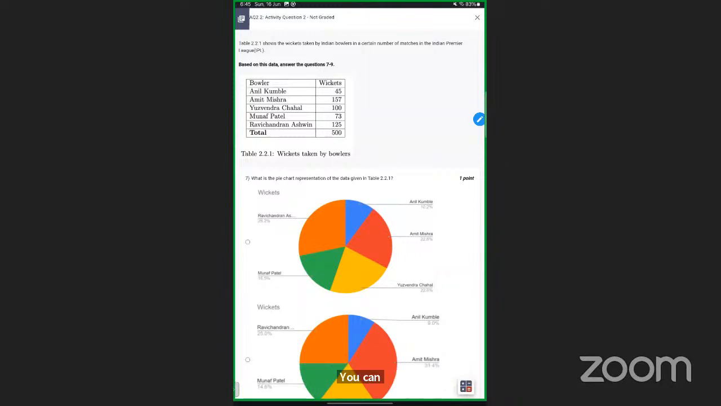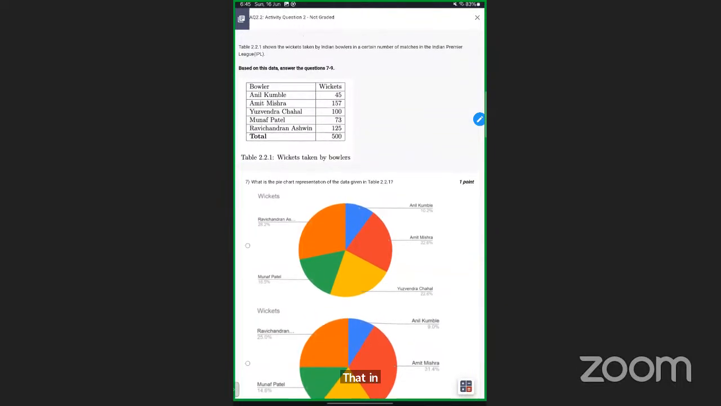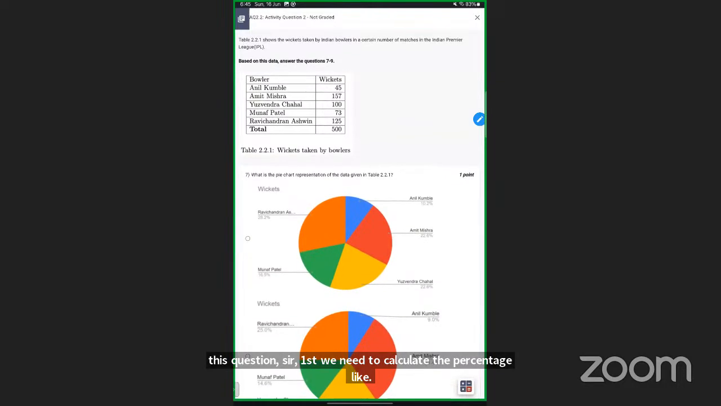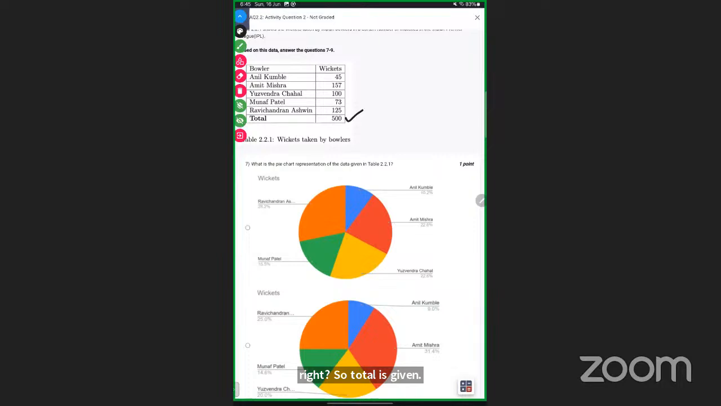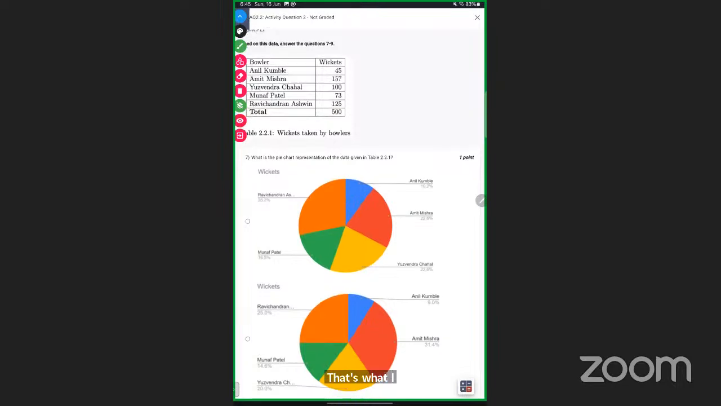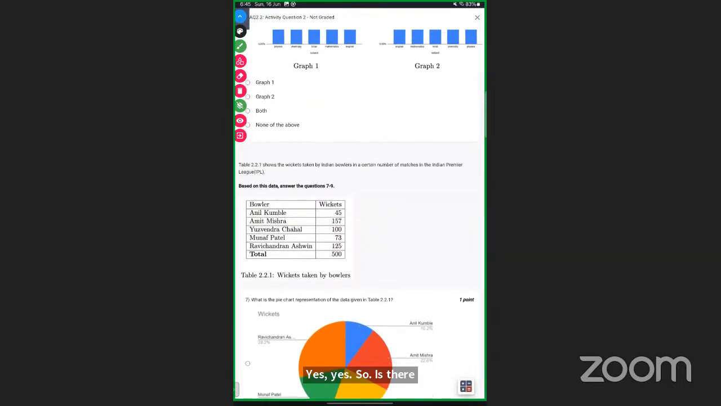Sir, in this question, first we need to calculate the percentage and then click on the right answer. What is the pie chart representative of the given data table? The total is given, right? So what is the issue? You need to find 45 divided by 500, and here 157 divided by 500. You can use a calculator. Is there any doubt in question 7? Yes, this is question 7.